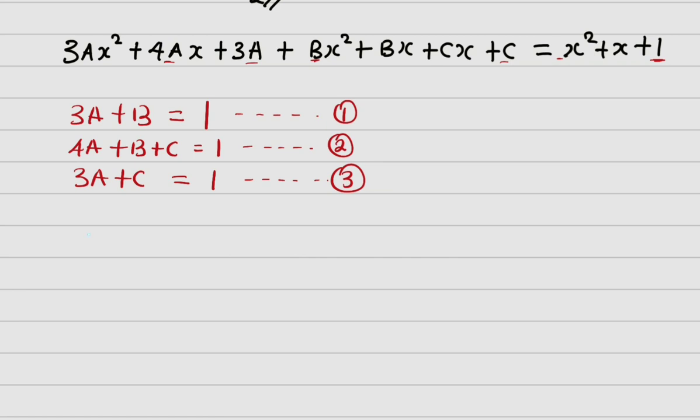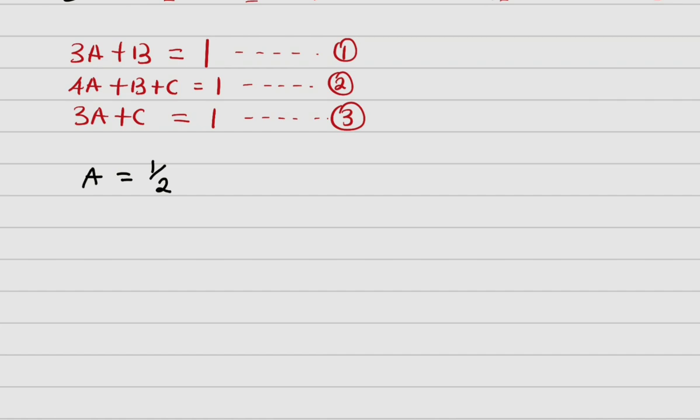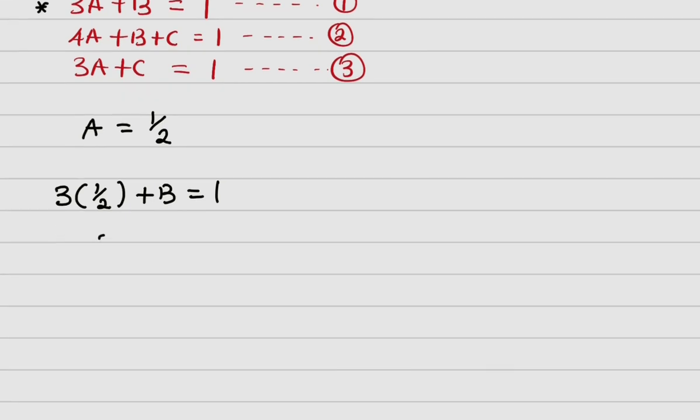Now, but recall, we said our a is half, 1 over 2. So therefore, I can quickly substitute it in the first equation, which is this. So that I'm going to have 3 into 1 over 2, okay, plus b is equals to 1. So I'm going to have 3 over 2 plus b is equals to 1. So my b is equals to 1 minus 3 by 2, which will be equals to minus half. So I've gotten my b.